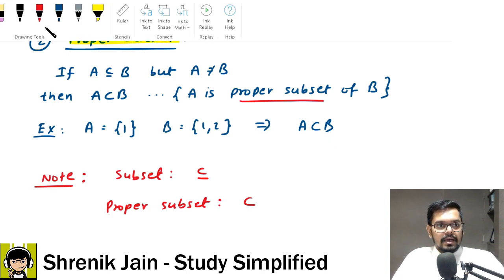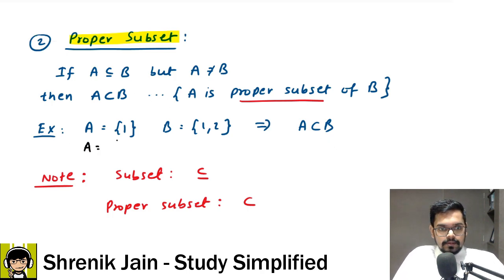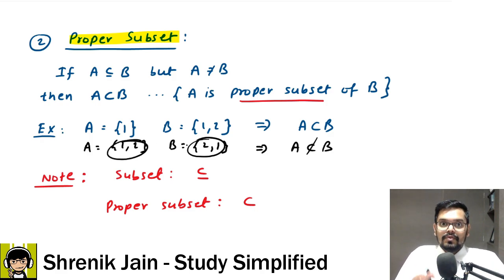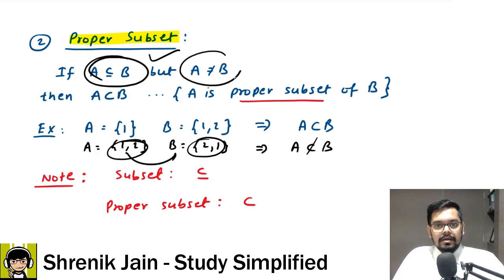What if, I have this example that A is equal to {1, 2} and B is equal to {2, 1}. Can I say that A is a proper subset of B? No, I cannot say. Why? Because order doesn't matter. Therefore, A and B are the same. And if A and B are the same, it is not a proper subset. Whereas using the definition, yes, A is a subset of B. This thing is valid, but this thing is not valid. Therefore, not a proper subset.